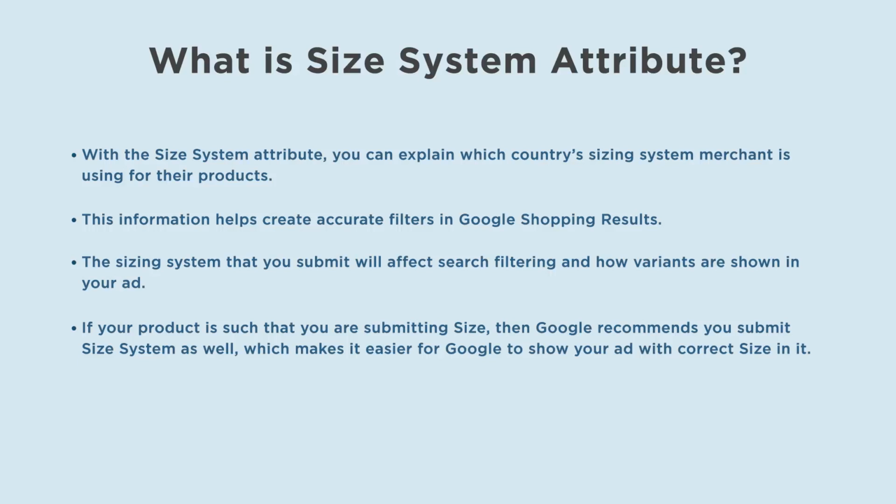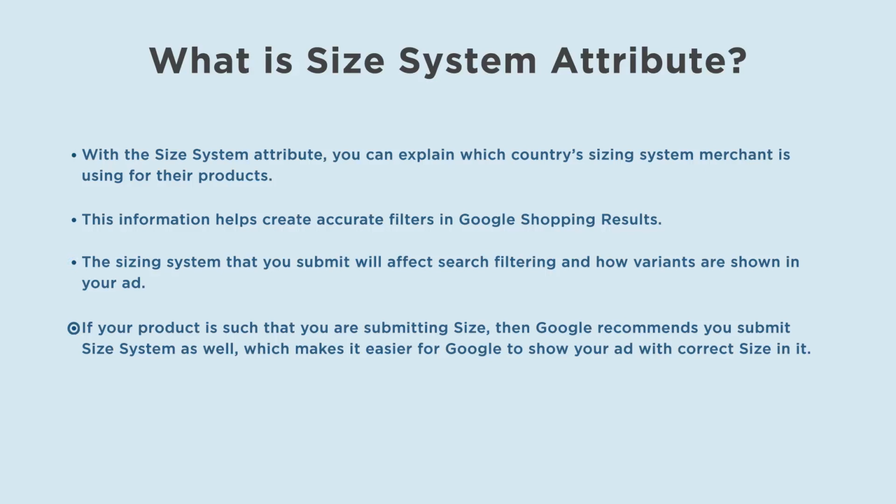What is size system attribute? With the size system attribute, you can explain which country's sizing system you are using for your products. This information helps create accurate filters in Google Shopping results. The sizing system that you submit will affect search filtering and how variants are shown in your ad.